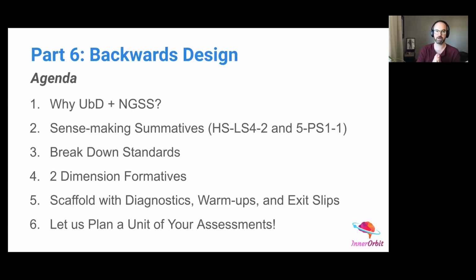Today, we're going to talk about backwards design. We're going to start out with why UbD and the NGSS. We're going to talk about sense-making summatives. We're going to go through a high school example for HS-LS4-2 and a 5th grade example for 5-PS1-1. We'll break down some standards and we'll go through a two-dimensional formative, or a couple of those examples. And then we'll talk about scaffolding up with diagnostics, warm-ups, and exit slips. Really, this is just a place for anything that we wouldn't consider a large formative assessment, but is still helping to inform instruction and check for understanding or what have you. And then lastly, maybe you'll let us plan a unit of your assessments. We'd love to do that.